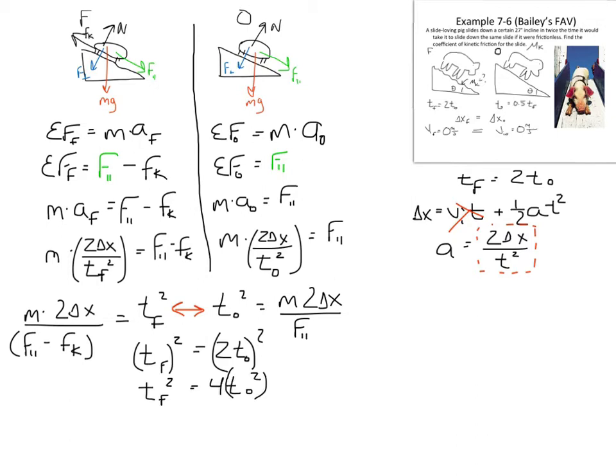Okay? Which essentially means that this side is equal to this side, just with a 4 in front of it. That's it. So we're going to rewrite that one more time at the bottom, and then make a little more sense out of it. Mass times 2 times our displacement over force parallel minus the kinetic friction force equals 4 times m times 2 times the displacement over force parallel.